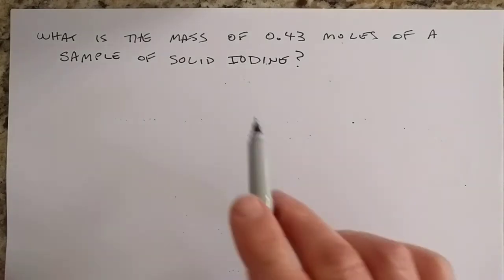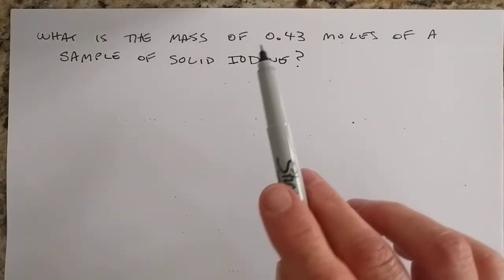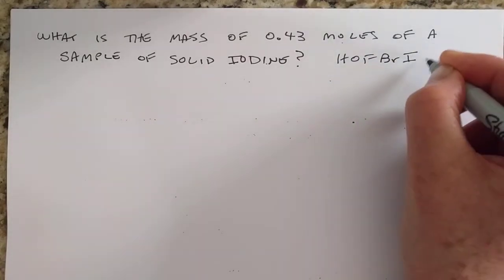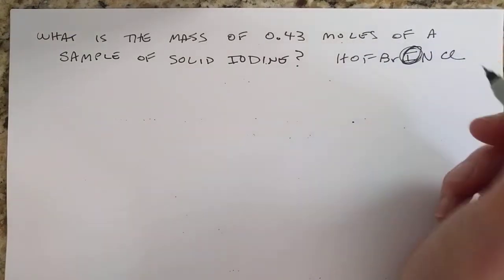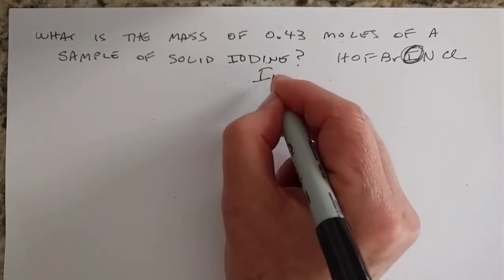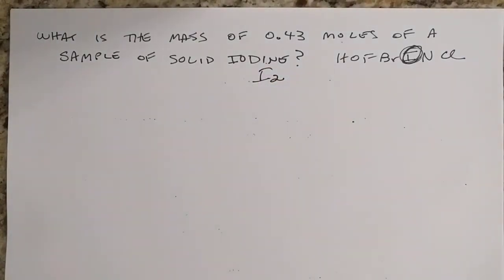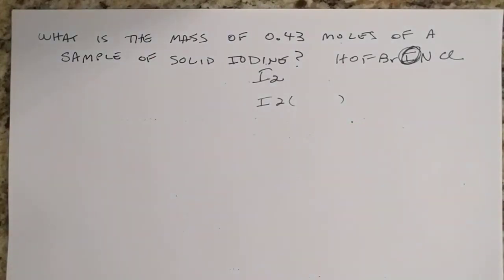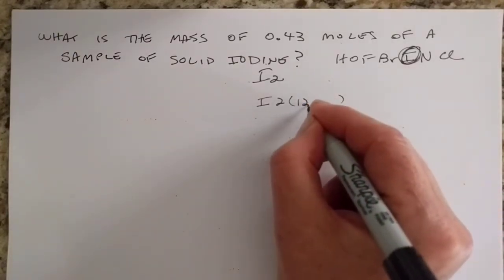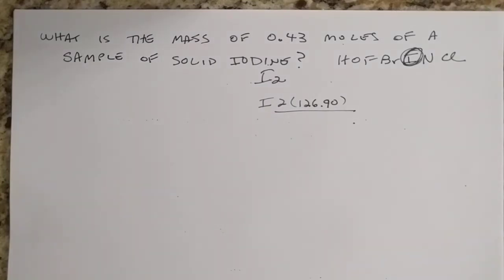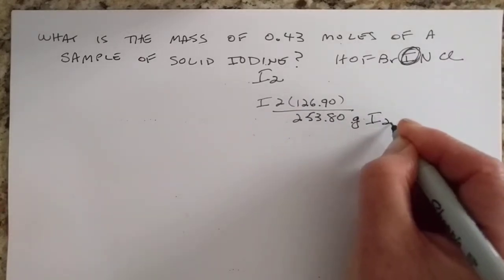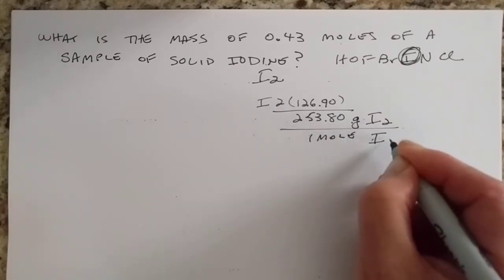Okay, so we have the element iodine. When we have elements, we have to check, is this a Hofbrinkel? So remember our Hofbrinkels, HOFBRINCL. Iodine, here it is. It is a Hofbrinkel. That means the formula for our sample of iodine is I2. So now we have to do our molar mass. We have 2 iodine atoms. So look on the periodic table for iodine, and we have 126.90. And we have to multiply that by 2. 126.9 times 2, and we get 253.80. That's grams of I2 in 1 mole of I2.